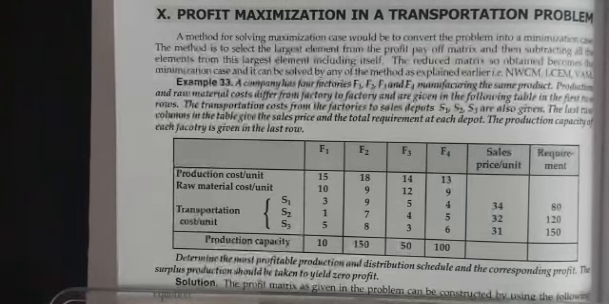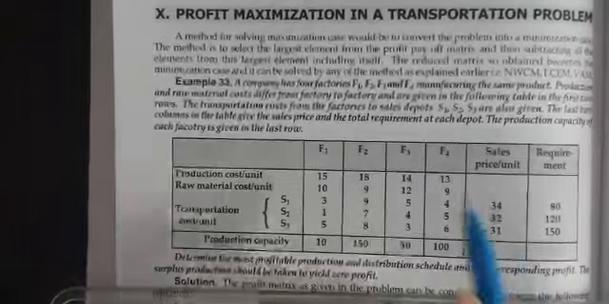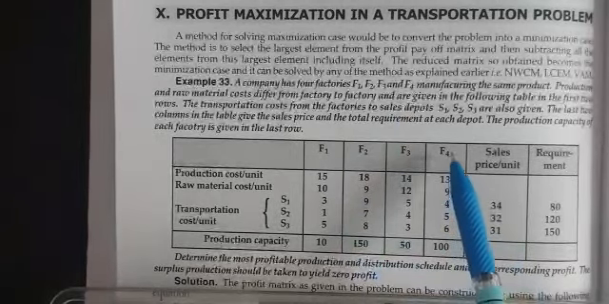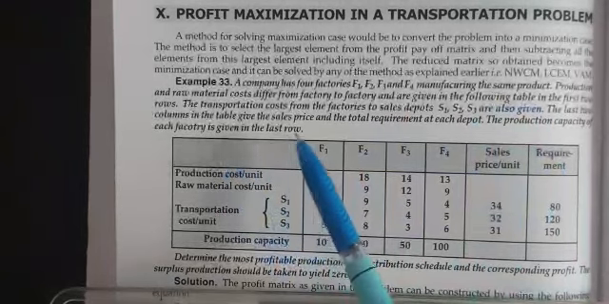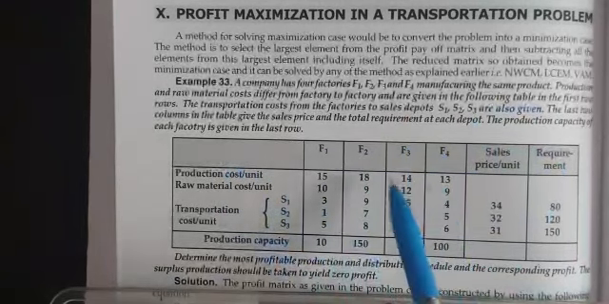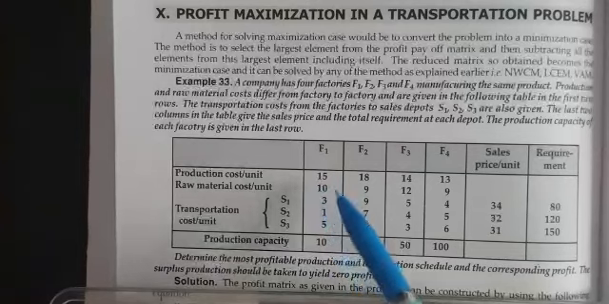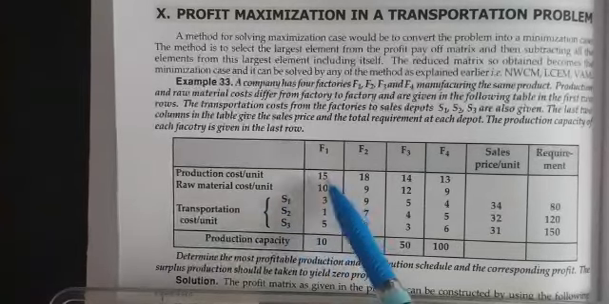A company has 4 factories, F1, F2, F3 and F4. These are the various factories manufacturing the same product. Production and raw material costs differ from factory to factory and are given in the following table in the first 2 rows. This is the production cost per unit, and raw material cost per unit.